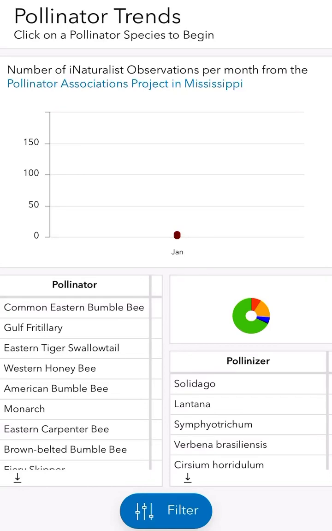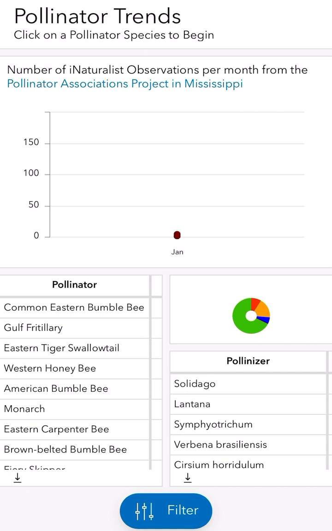I built this website to help gardeners attract pollinators to their yards. This website would not be possible without the iNaturalist Project Pollinator Associations, and I am indebted to the more than 1,000 people who uploaded photos of pollinators visiting plants in their yards and on their walks throughout Mississippi.